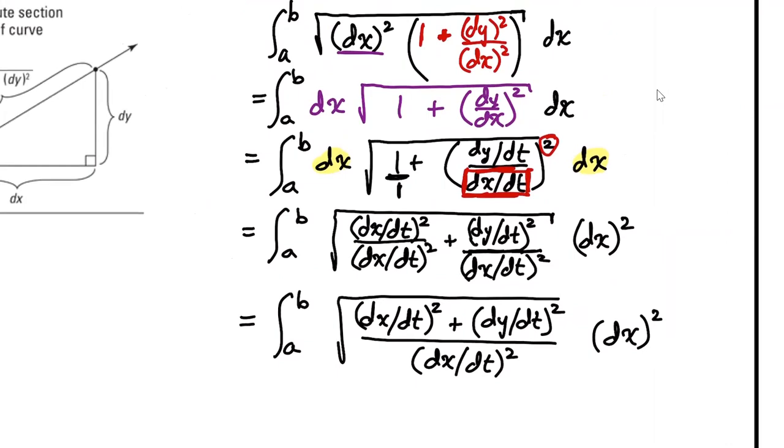So we have that floating dx on the outside, but we can now square root out the (dx/dt) squared. We're going to take the square root of that, but that's a denominator. So we're going to be looking at the integral over a to b, 1 over dx/dt. Then we'll have our radical with all that good stuff in it.